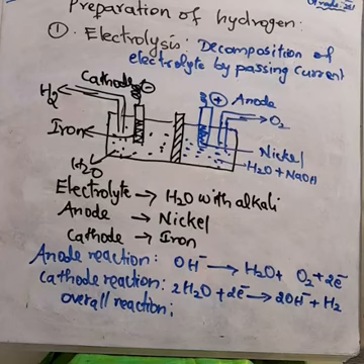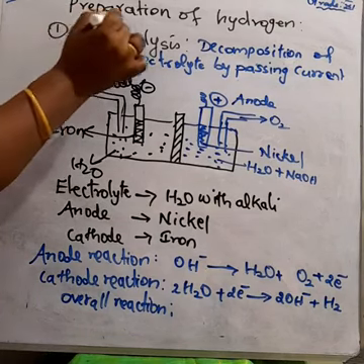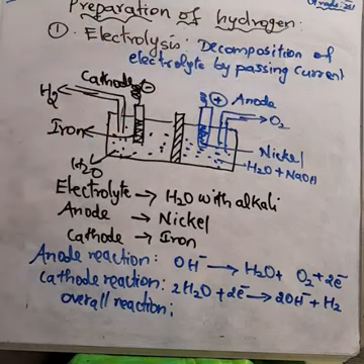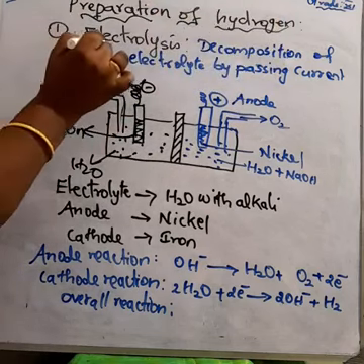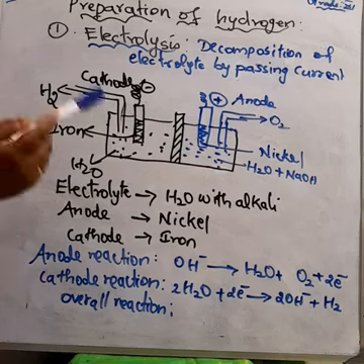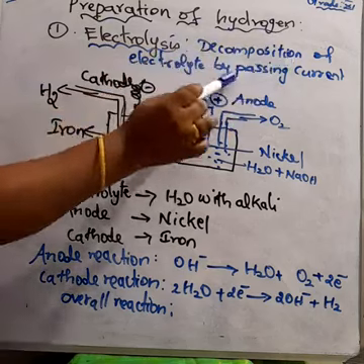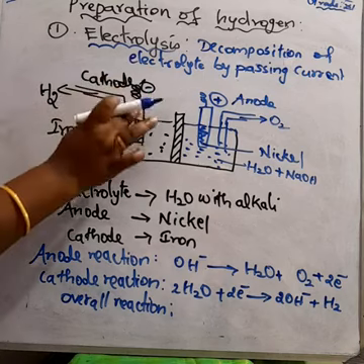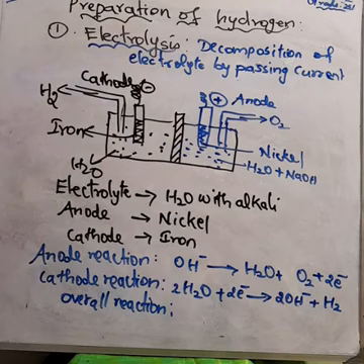Now, preparation of hydrogen. Hydrogen is prepared by the electrolysis method. We are going to study hydrogen prepared by electrolysis. What do you mean by electrolysis? The decomposition of an electrolyte by passing current is called electrolysis. When we pass current through the electrolyte, the electrolyte will be decomposed, that is called electrolysis.